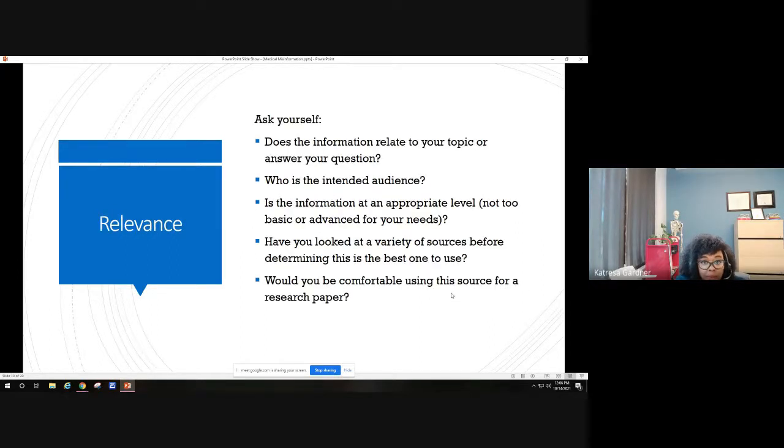The next step in evaluating web information is to look at the relevance of this information. Relevance here refers to the importance of the information for your particular healthcare needs. Does the information relate to your topic or answer your question? You also want to look at who is the intended audience of this information. Next, is the information at an appropriate level? Is it too basic or too advanced for you to understand what's going on in the information that you're looking at? Next, you want to ask yourself, have you looked at a variety of sources before determining this is the best one to use? And then last, when it comes to relevance, would you be comfortable using this source for a research paper?